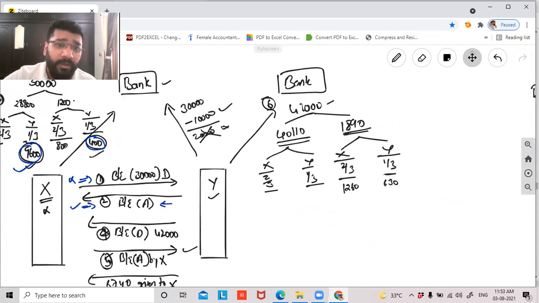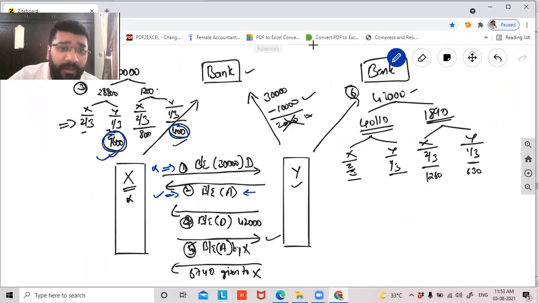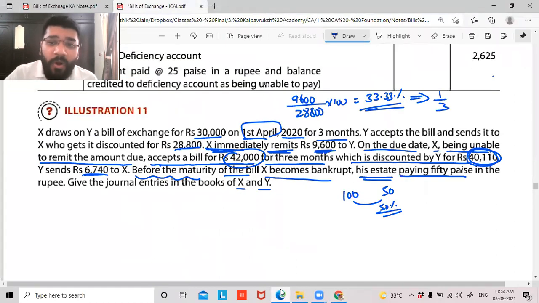Clear, sir. Now what is happening, guys? X has paid this amount to Y. Now what is the next step? To be very honest, on the maturity date, X is supposed to give the balance 20,000 rupees so that Y can pay the banker. Had this happened, the entry would have been very simple. But on the first bill's maturity date, did X pay money to Y? No, sir. On the due date, X was unable to pay the 20,000 rupees. Therefore, in order to protect himself, Y drew a 42,000 bill on X, which X has accepted.